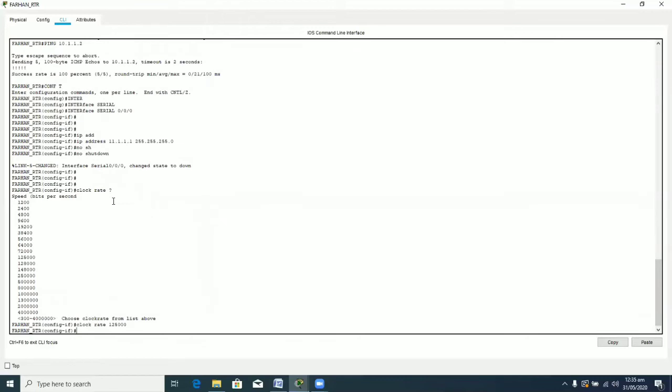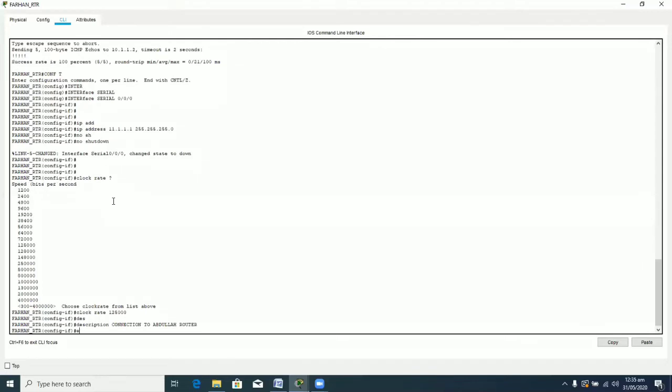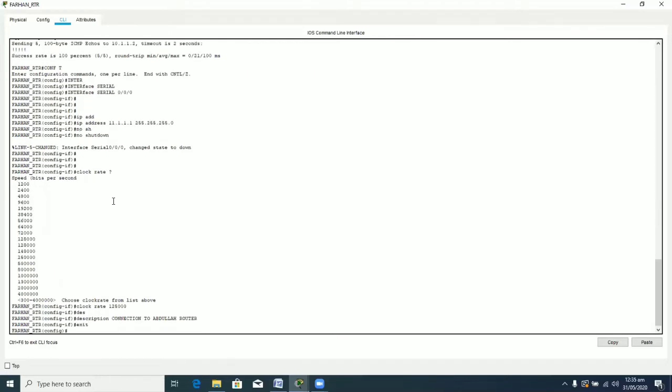One more thing that you can add is the description. Description is basically the remarks. You can write whatever you want to make you understand the connection link types, what type of connection it is. Basically, we can write over here that this is a connection to Abdullah router. So this is basically a remark sort of thing, a description. So our interface is good to go now, and we have configured it properly.